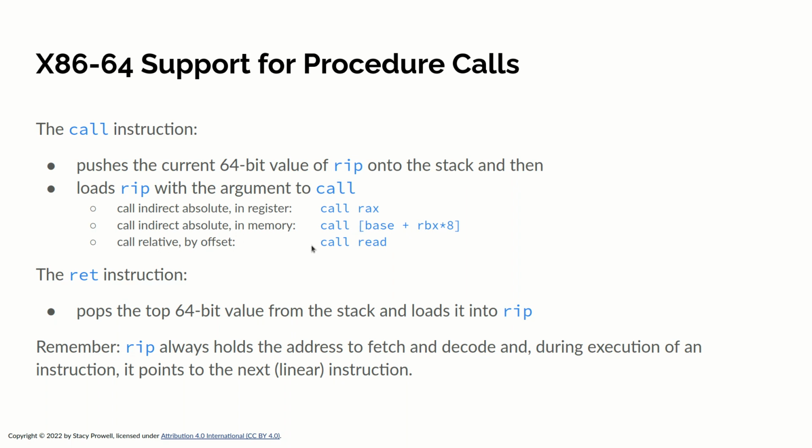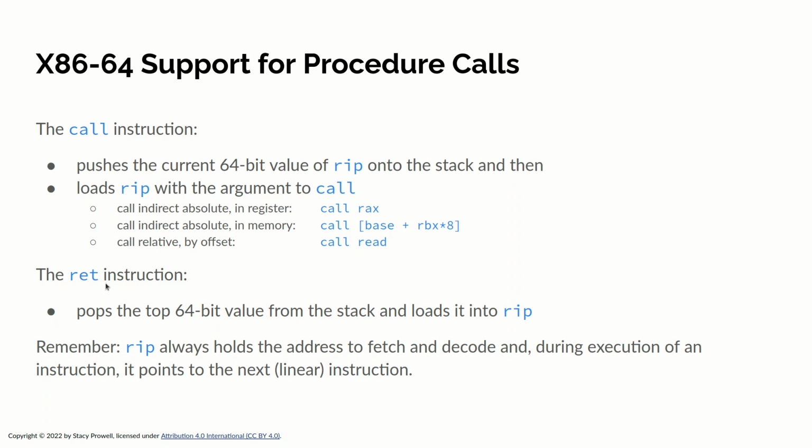Or I can call it relative by offset. Seldom do I use the full 64 bits. Often I'll be able to implement a call by using 4 bytes or by doing some kind of a relative thing. We'll talk about that too.